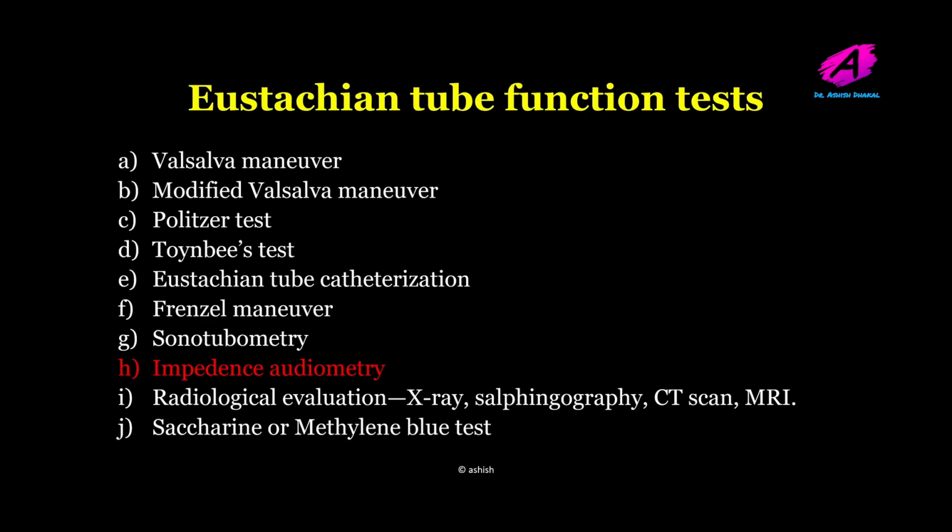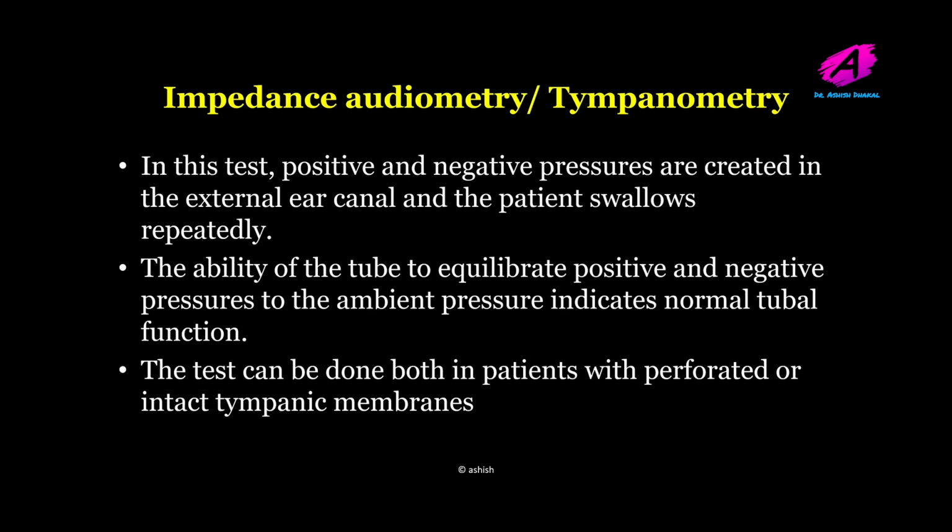So the other common investigation used to see the Eustachian tube function is impedance audiometry or tympanometry. In this test, positive and negative pressures are created in the external ear canal and the patient swallows repeatedly. The ability of the tube to equilibrate positive and negative pressure to the ambient pressure indicates normal tubal function. The test can be done both in patients with perforated or intact tympanic membrane.